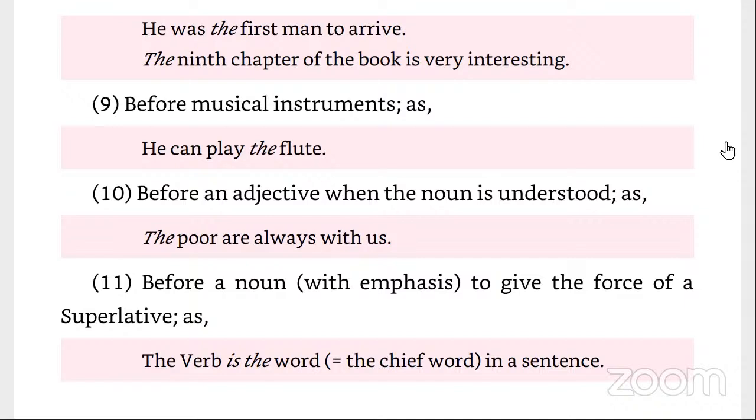Remember again, before an adjective also, we can use the if the adjective refers to the whole class. For example, the poor are always with us. Now here it means the word poor refers to all the people who are poor. It represents a class, group. Before a noun which I want to give an emphasis. The verb is the word in a sentence that talks about an action. You can also say that a verb is a word in a sentence, but we now give little more emphasis on the.